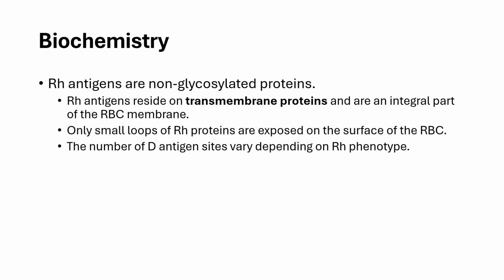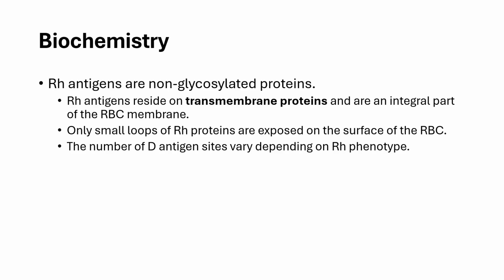So Rh antigens are non-glycosylated proteins, meaning they do not have a carbohydrate group attached. These antigens are located on transmembrane proteins that span the red blood cell membrane, making them an integral part of the cell's structure. Only small extracellular loops of these Rh proteins are exposed on the surface of the red blood cell, which are the portions recognized by antibodies.